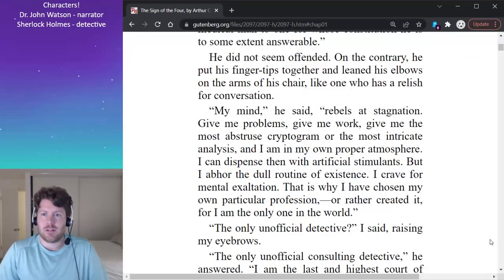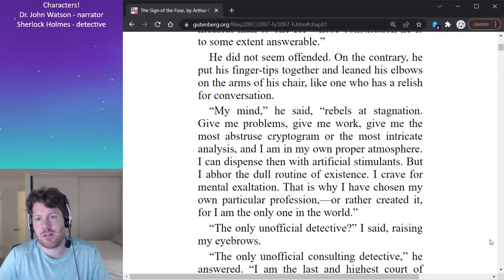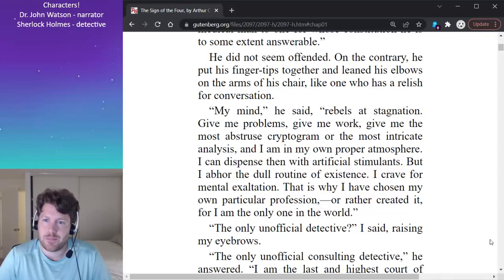He did not seem offended. On the contrary, he put his fingertips together and leaned his elbows on the arms of his chair, like one who has a relish for conversation. "My mind," he said, "rebels at stagnation. Give me problems, give me work, give me the most abstruse cryptogram or the most intricate analysis, and I am in my own proper atmosphere. I can dispense then with artificial stimulants, but I abhor the dull routine of existence. I crave for mental exaltation.